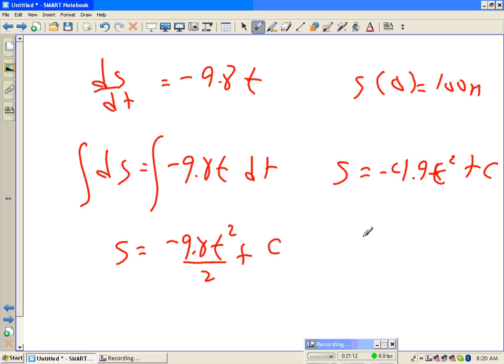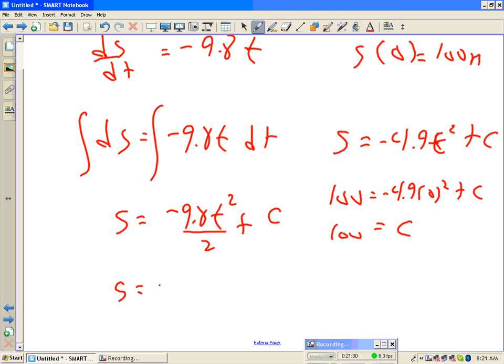Okay, and what do you do now? There's the conditions. t is 0 when s is 100. So 100 equals negative 4.9 times 0 squared plus c. So c is 100. So the particular solution is s equals negative 4.9 t squared plus 100. Was that first t though? Which t? This t? Yes, we'll talk about that. Why that's there. We don't know why that's there yet, but we'll talk about that. Hang on. That's important. We'll get to that.